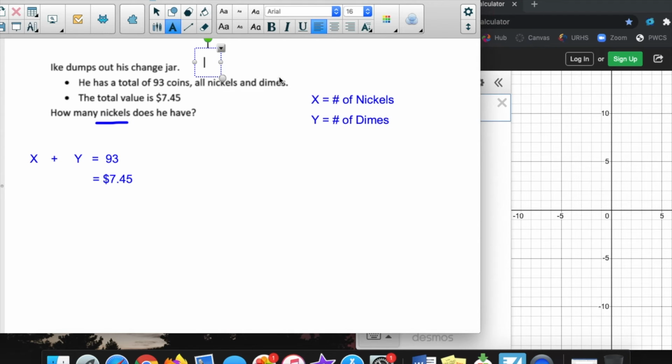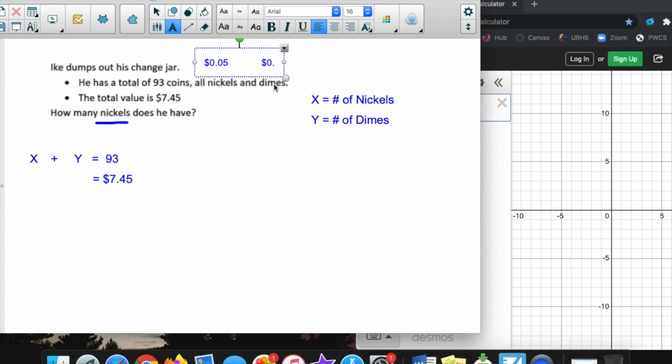So a nickel would be worth, keeping it in terms of dollars, 0.05. Okay, 0.05 would be how much a nickel is worth. And I know you guys know that, but we need to flesh it out here because it's not told to me in this problem explicitly.